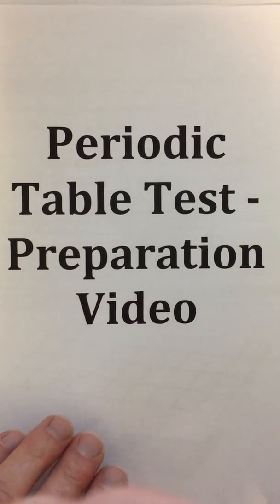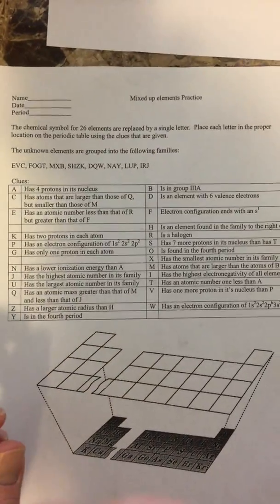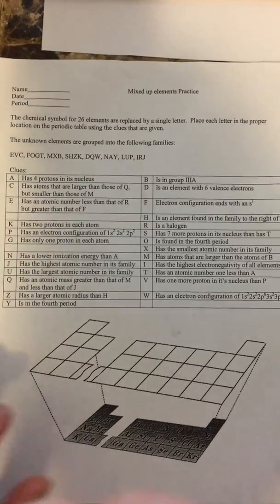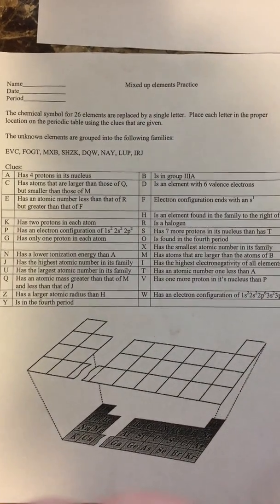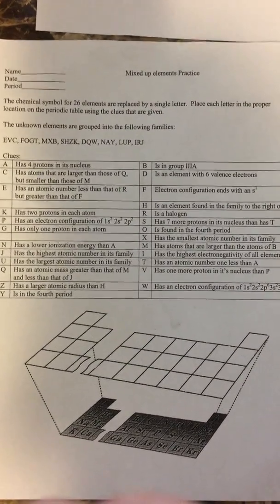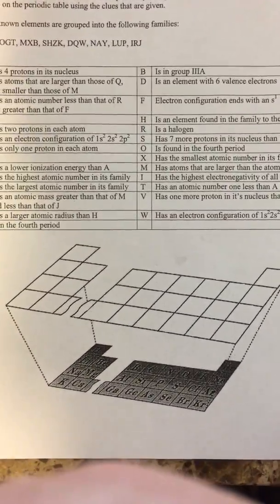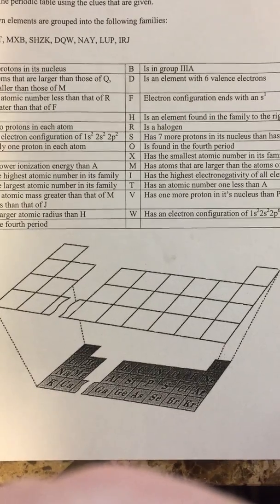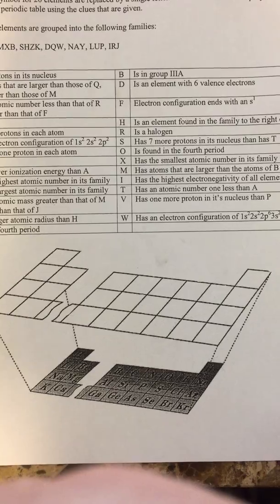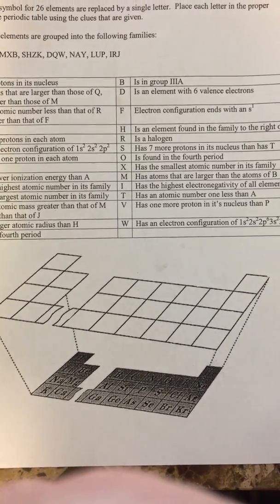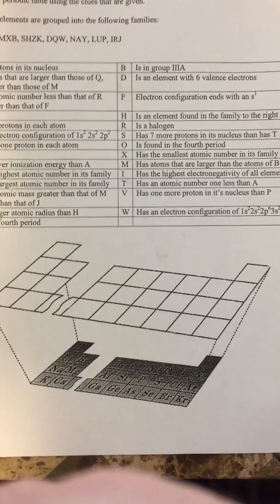Let's take a look at the test now. The first thing I want you to notice is that the elements of the periodic table have been replaced with letters. Each letter has a corresponding clue that will help you place it in the periodic table. Clues will require you to use your knowledge of the organization and the properties of the periodic table.